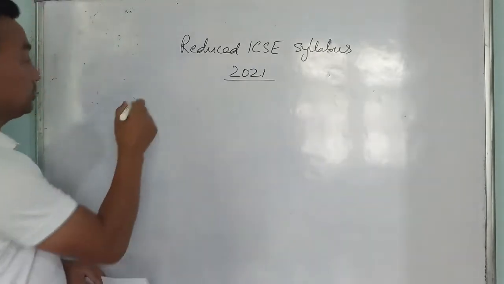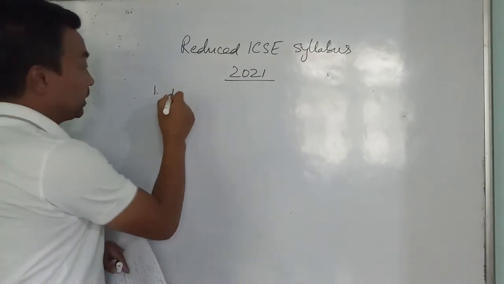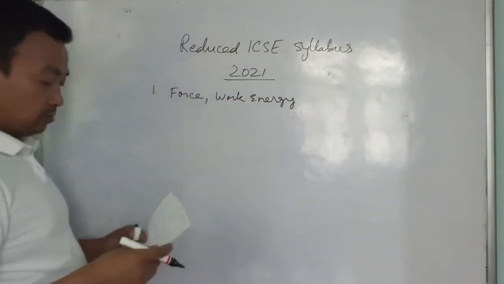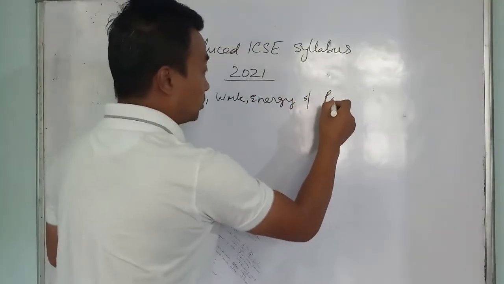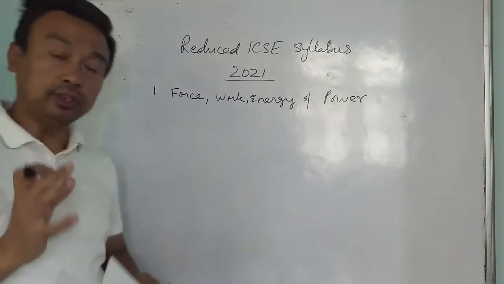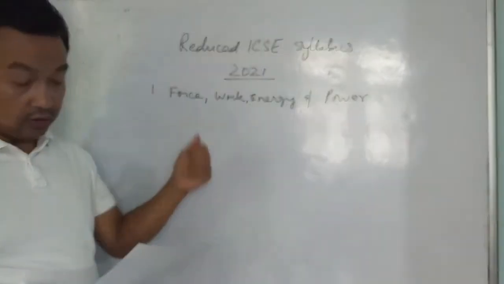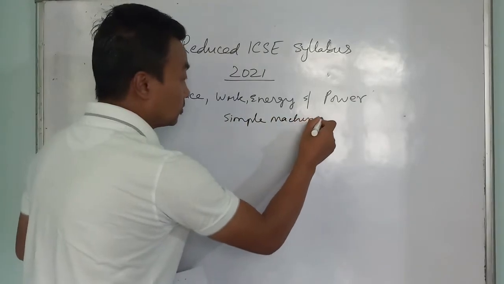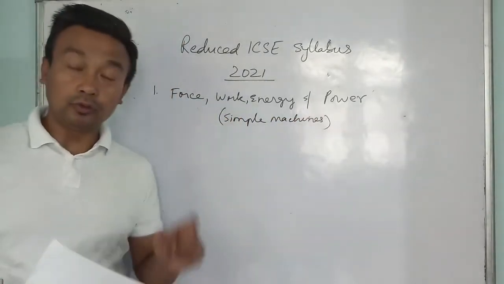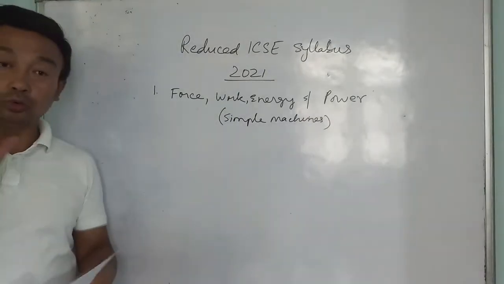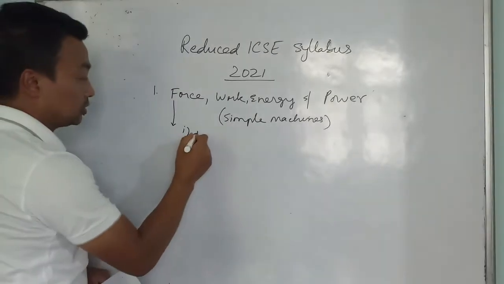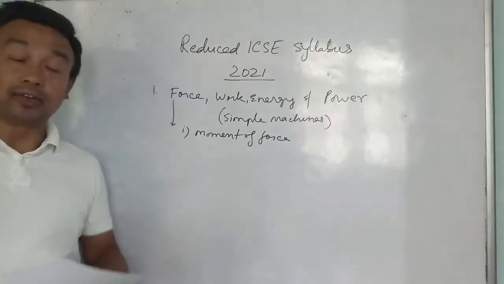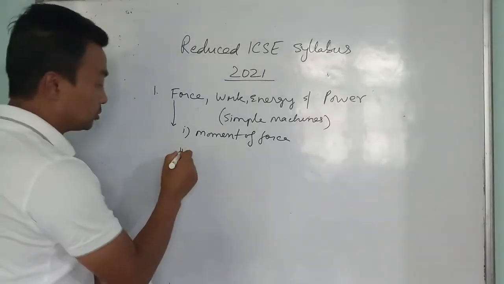So in the first one, it is actually combined: force, work, energy, and power. This is actually three chapters which are clubbed together, and a simple machine is also included. In the first chapter, if you look at your textbook, in the chapter on force, you have only two topics that you have to learn. Number one is moment of force, which we have already finished, that is the turning torque or the turning effect of a force. Then you have uniform circular motion.